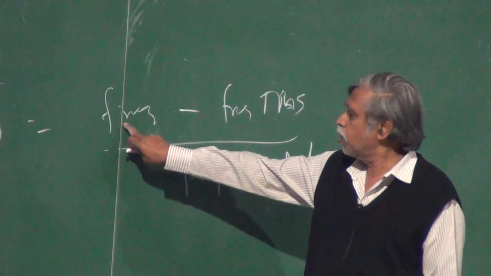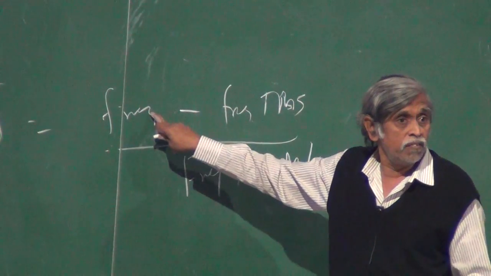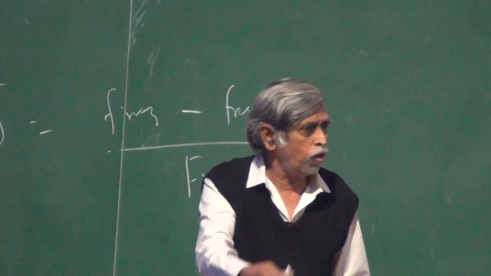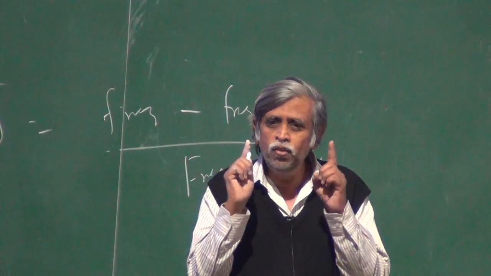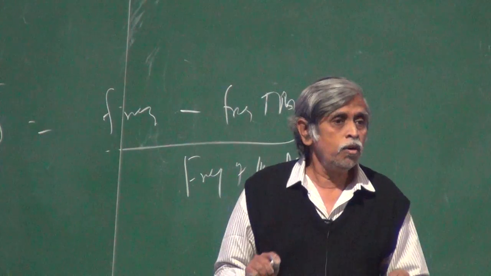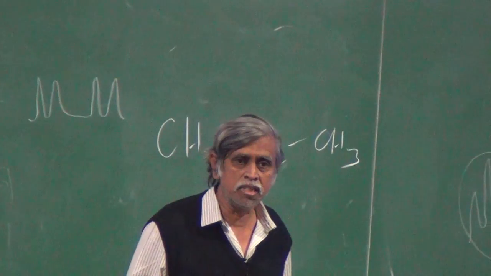So the methyl proton has a certain frequency, and the methyl proton in TMS has a certain frequency. You take the difference, and you divide by the operating frequency of the machine, which could be 100 megahertz or 400 megahertz or so on. And then you come up with a number that is going to be independent of the field of the machine that you're using.